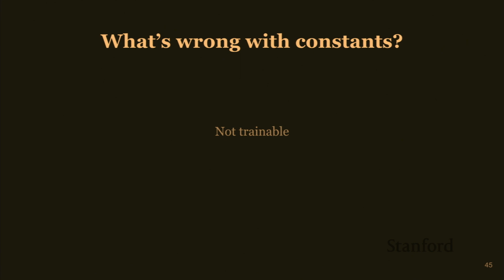So we learned about constants, and what's wrong with constants? The first thing is that they're not trainable. For example, when you have weights and biases, you would want them to be updated during the training, but with a constant, it will not happen. Does anybody know another reason why constants should not be used? Does anybody have a guess?